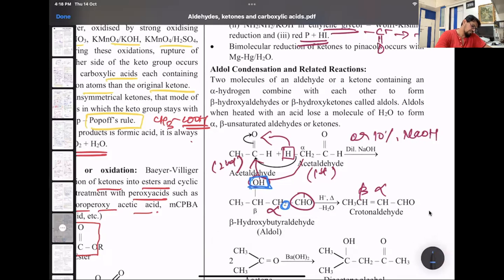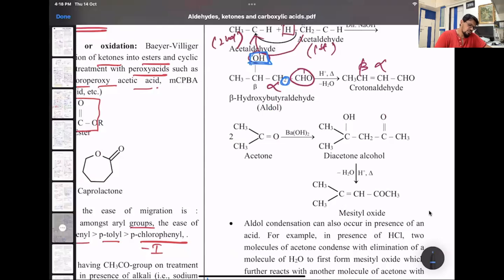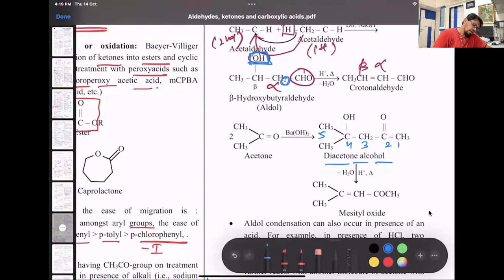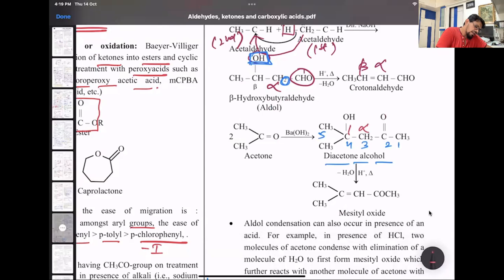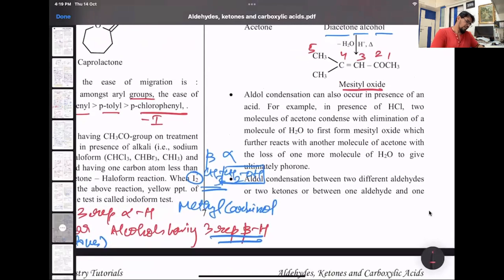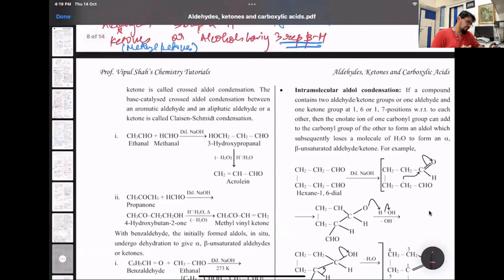Clear? That's one part. Same way, if I take two acetone molecules, in a similar manner, you will first get diacetone alcohol. All right. Remember the compounds with their IUPAC names. That's 4-hydroxy-4-methylpentan-2-one, which on heating again forms an alpha beta unsaturated compound. So from beta the OH, from alpha the H, we get mesityl oxide. That's 4-methylpent-3-en-2-one. That way. Okay. Then two different ones will give a mixture of four different products.